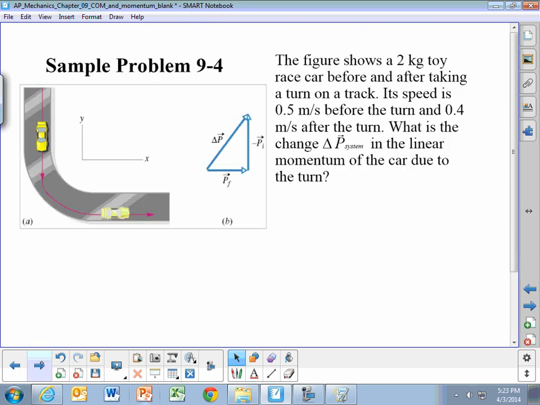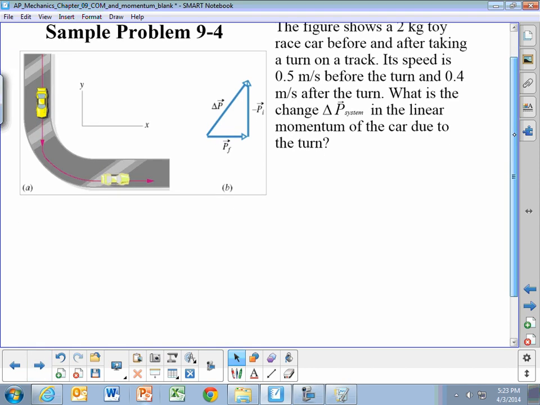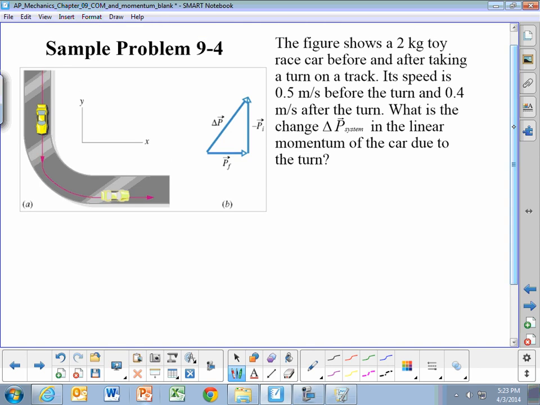So the final thing I'd like to look at is the change in momentum of a system. Here we just have a single object. This is going to highlight the fact that momentum is a vector. We have a 2-kilogram toy car that's taking a turn on a track. It's going from moving straight down to moving to the right. Its speed is 0.5 meters per second before the turn, and it's 0.4 meters per second after the turn.